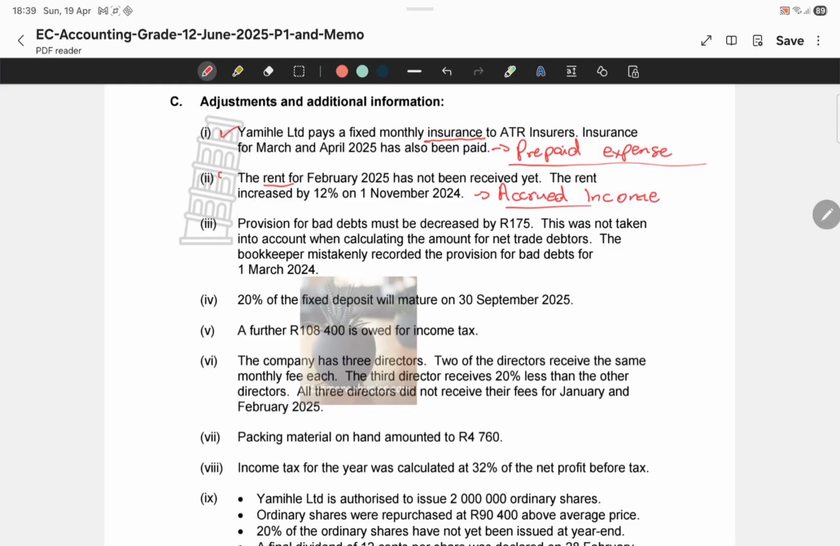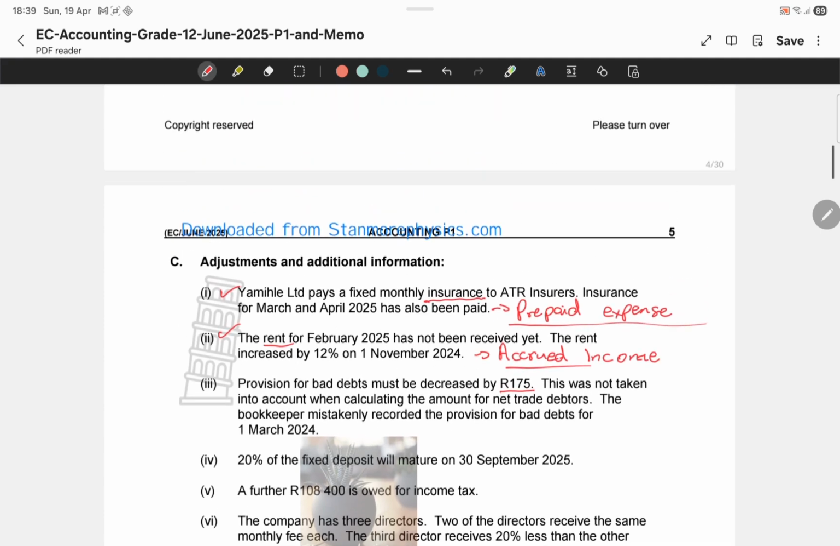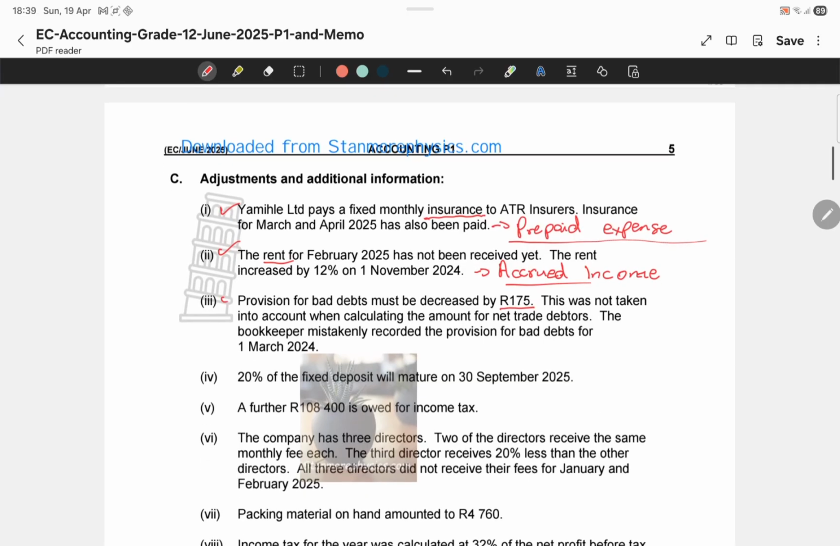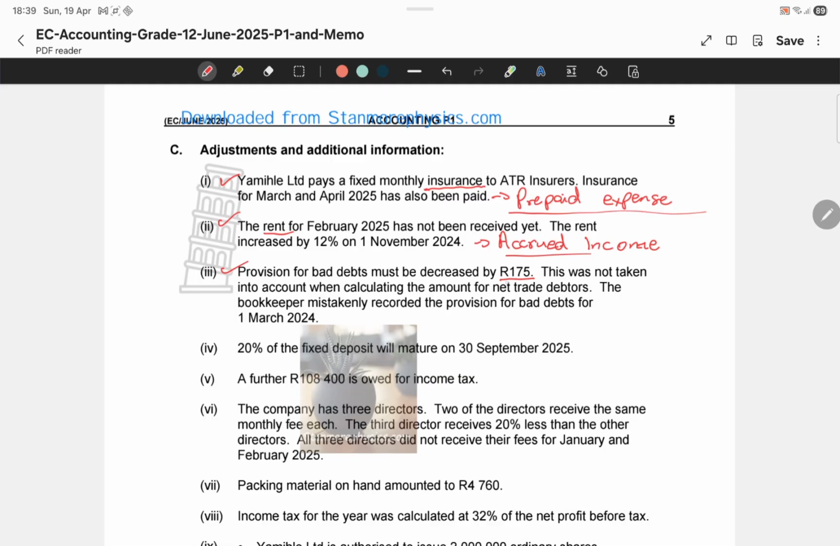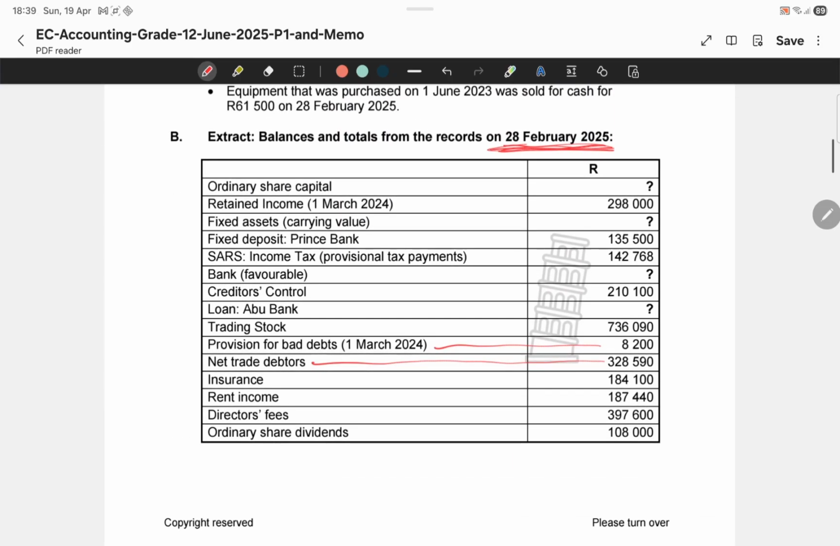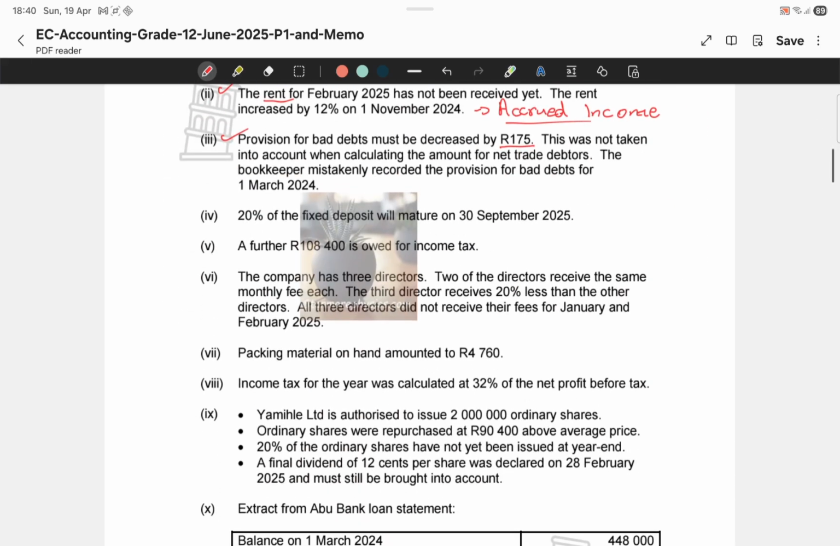Number 3, provision for bad debts must be decreased by 175 rands. This one was not taken into account when calculating the amount for the net trade debtors. The bookkeeper mistakenly recorded the provision for bad debts for 1st March 2024. What happened here? Okay, this also affects our note. We must take it into account because there's been an error made, as the bookkeeper used the opening balance when he had to use the closing balance. He used the opening balance when recording this transaction.